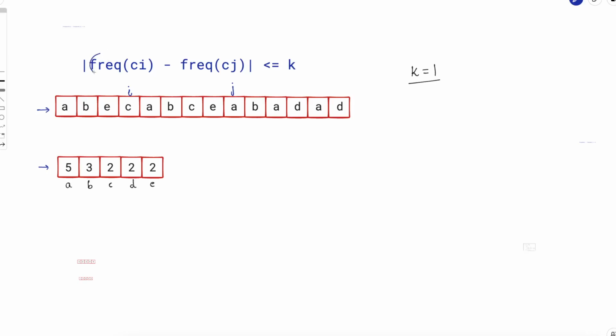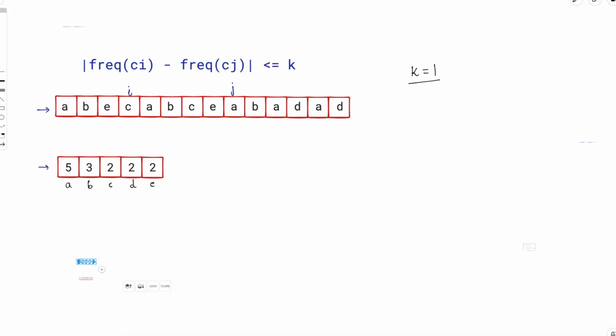So notice, frequency of C of I is nothing but one of the values here. Similarly, frequency of C of J is nothing but one of the values here. So we can say the problem is now that any two values here should not differ by more than K, right? So how to approach this problem now? I would strongly encourage you to pause and try to think by yourself.